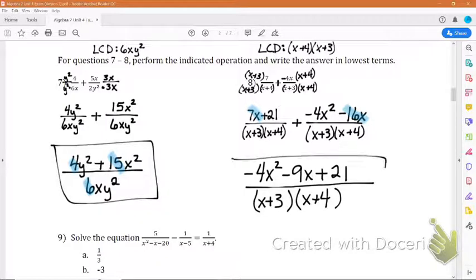Now you're done. Final answer. I'm over here trying to put an asterisk. You can try to put that in your asterisk, it will not work. And on your test, it will not work. So if you had x plus 4 and then x plus 3, does it matter? That's fine.